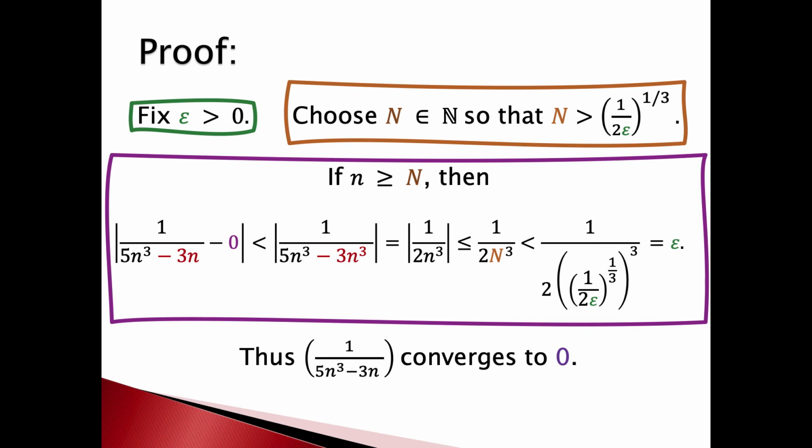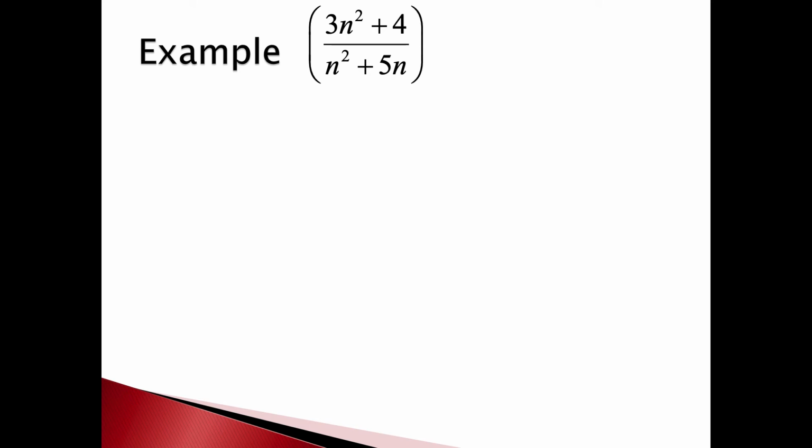That last statement about thus this sequence converges to 0 isn't strictly speaking necessary, but it is kind of cool to get to write that because it's sort of like saying, nah, nah, nah, nah, I got it proof and it's done. So, okay, here's another example.